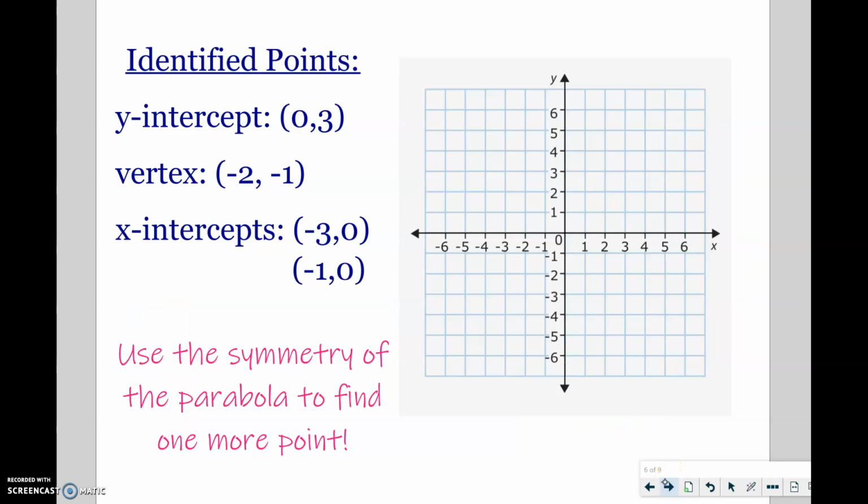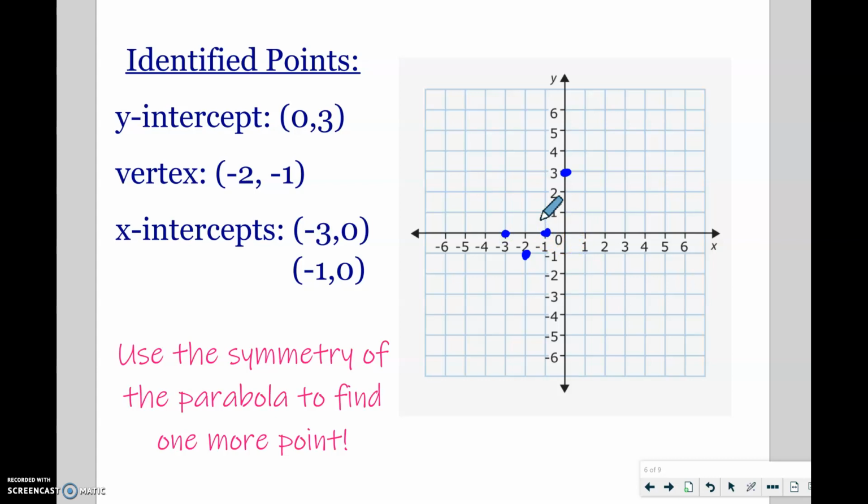I listed out what we figured out already. So the identified points we already have are a y-intercept of 3. I'm going to plot that. There it is. My vertex is at (-2, -1). My x-intercepts are at (-3, 0) and (-1, 0).